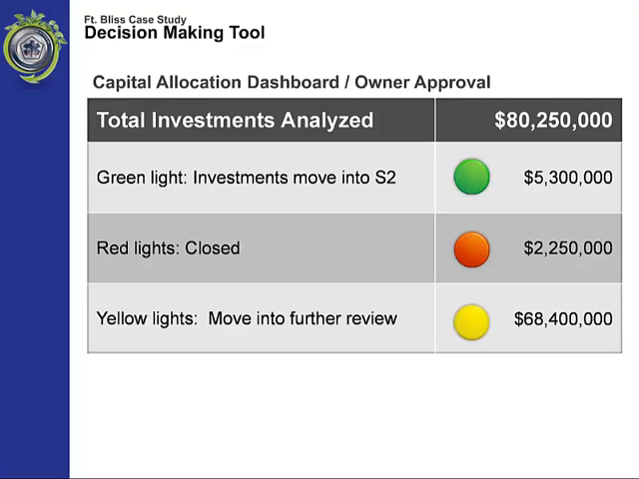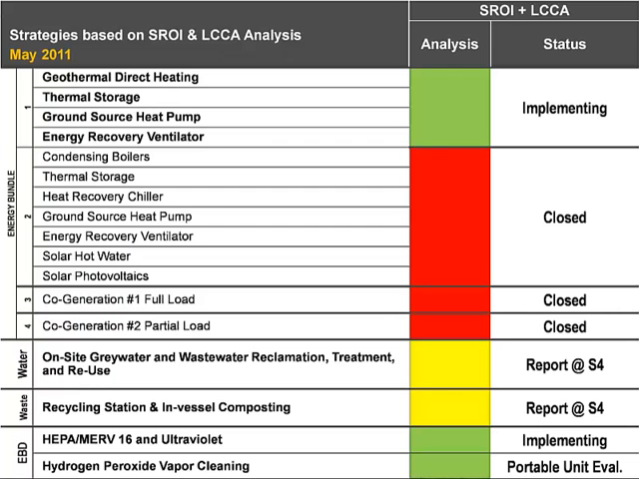Red represents strategies that either did not fit into the project's allocation or showed negative results from either an SROI or FROI analysis. And yellow represents strategies that needed further review as the design progressed into S2 and more information became available. The Capital Allocation Dashboard helped the project team to consolidate specific strategies into comprehensive paths.